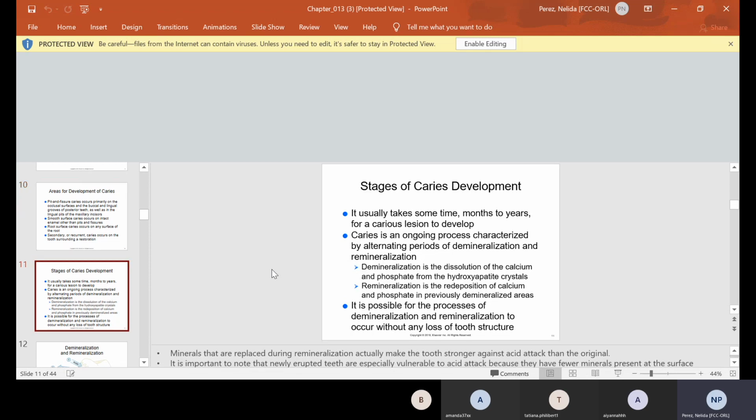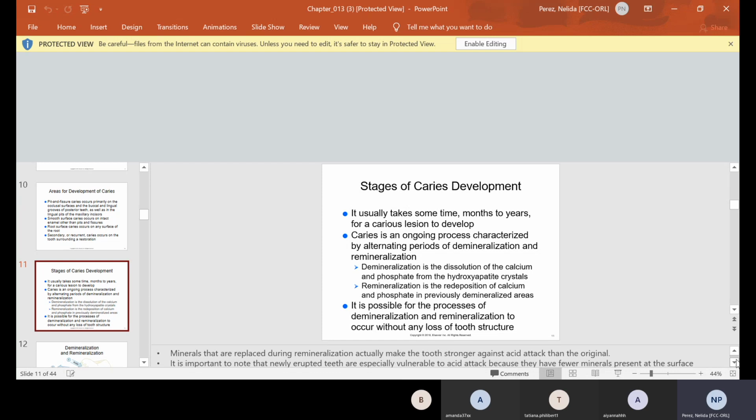So the stages: it usually takes months to years for a carious lesion to develop. Caries is an ongoing process characterized by alternating periods of demineralization and remineralization. Demineralization is the dissolution of the calcium and phosphate from the hydroxyapatite crystals. Remineralization is the redeposition of calcium and phosphate in a previously demineralized area. It is possible for the process of demineralization and remineralization to occur without any loss of tooth structure.